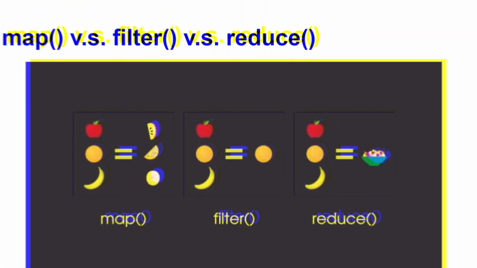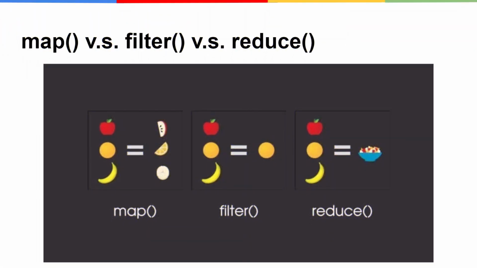So alright, map, filter and reduce. They are essential array methods in JavaScript. Each method serves a different purpose, for example, transformation, filtering, and accumulation. Understanding when and how to use these methods is crucial for front-end developers and interviews, okay?